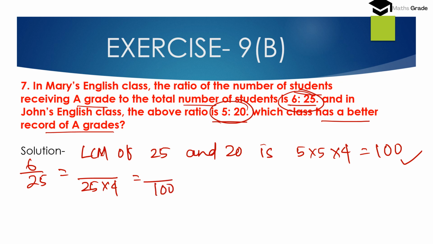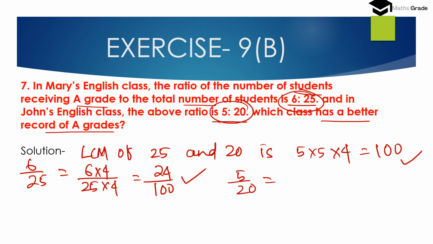So we have to multiply the same number 4 with the antecedent 6. 6 multiplied by 4 is 24. Now 24 divided by 100 is the equivalent ratio of 6 divided by 25.